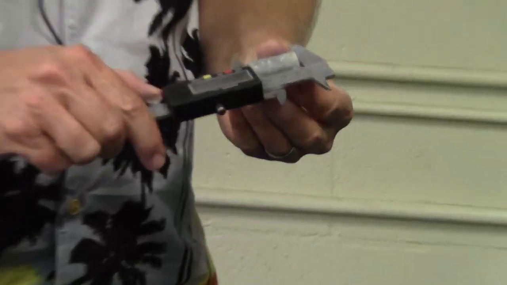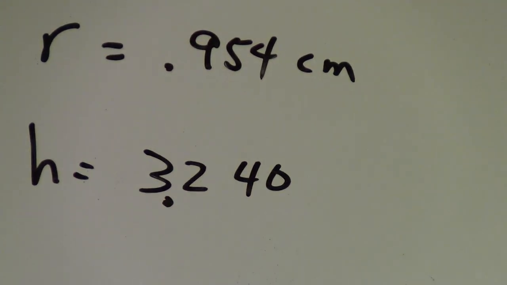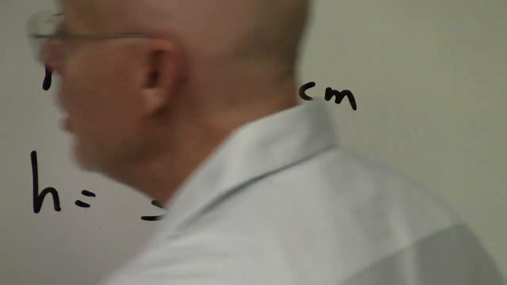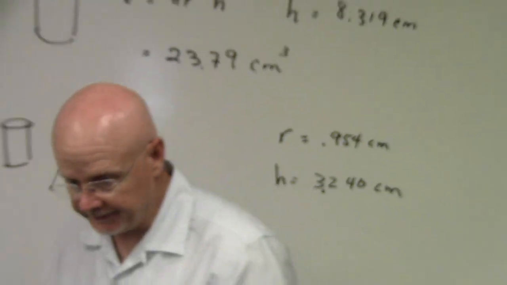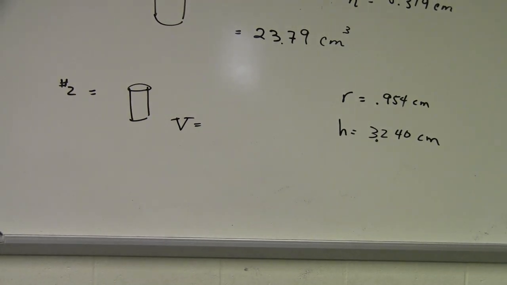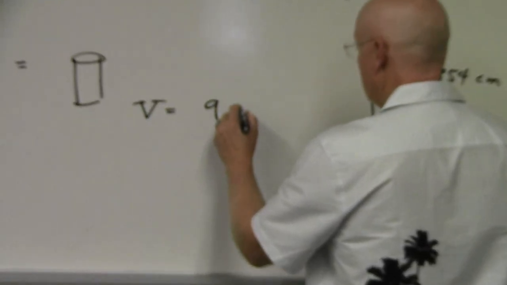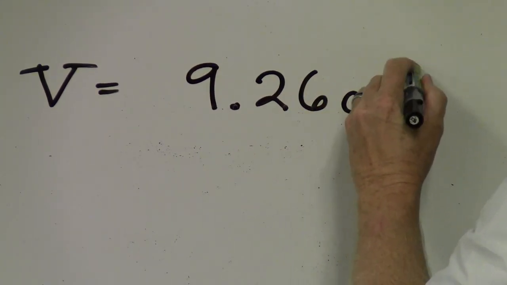And so the height, much smaller. Looks like it's 32.40. So 32.40 and then divide by 10 makes 3.240 centimeters. So the volume of number two then would be, and I'll just go through it again, pi times 0.954 squared times 3.240, which gives me a volume of 9.26 cubic centimeters.